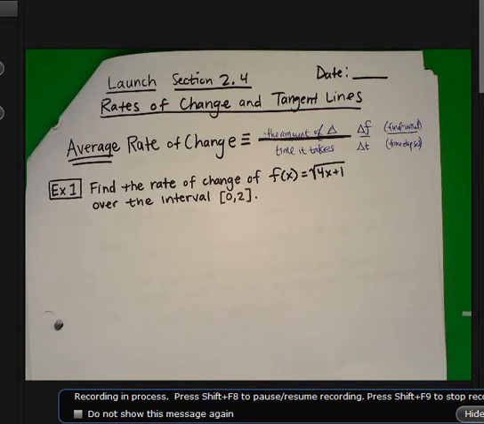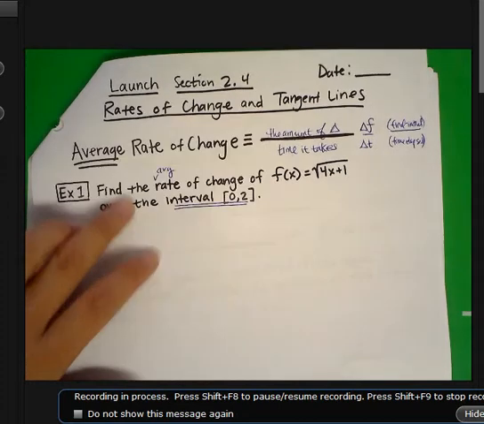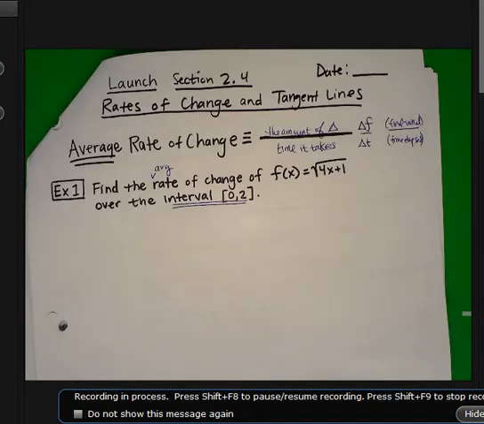So find the rate of change over the interval [0, 2]. It's a closed interval 0, 2. That means starting at 0, ending at 2. Now, is this asking for average rate of change? Yes. How would I know that? It gives you an interval. That's right. It's over this interval, so this really is the average rate of change, right? Over this interval. Now, how would you do that?